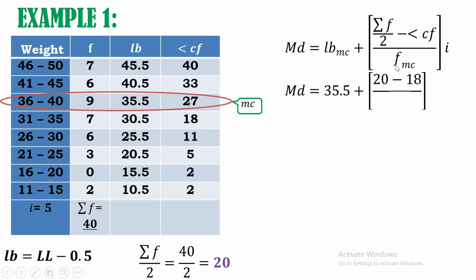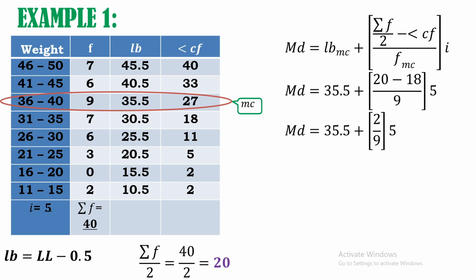All over the frequency of the median class, which is 9, times the class size, which is 5. So we have to simplify first. 20 minus 18, that's 2. Now, in simplifying 2 over 9 times 5, it would be better if you multiply first before you divide.